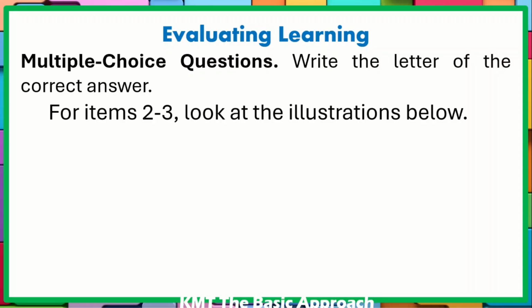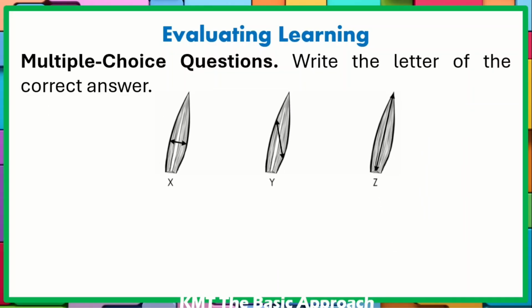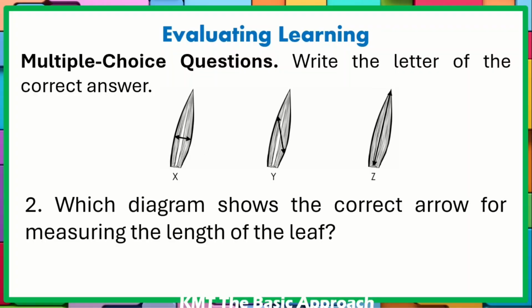For items 2 to 3, look at the illustrations below. Number 2. Which diagram shows the correct arrow for measuring the length of the leaf? A. X. B. Y. C. Z. What is the correct answer? Great! C. Z.